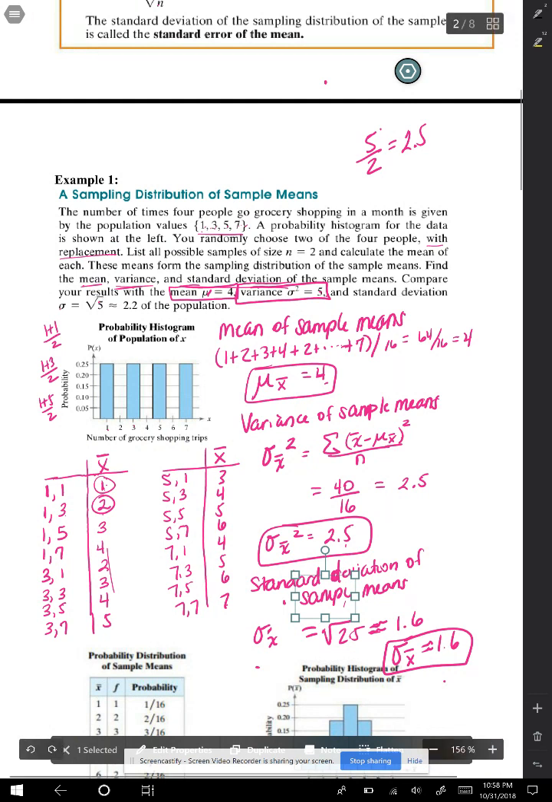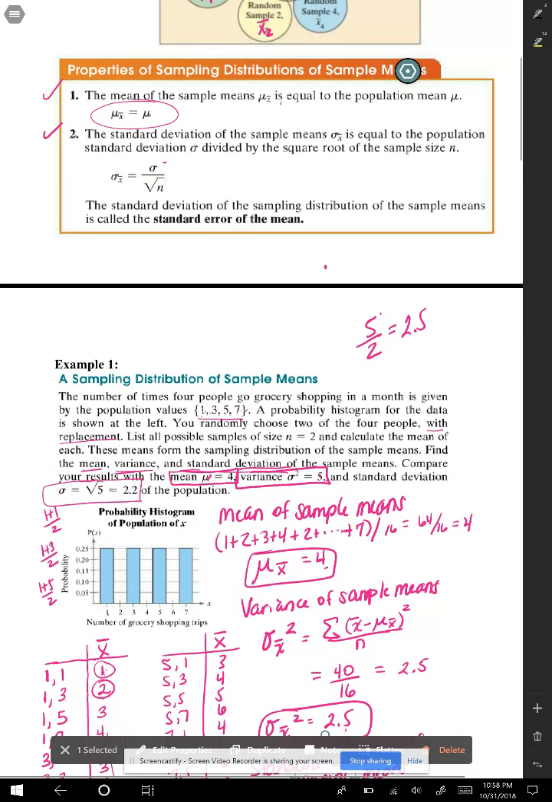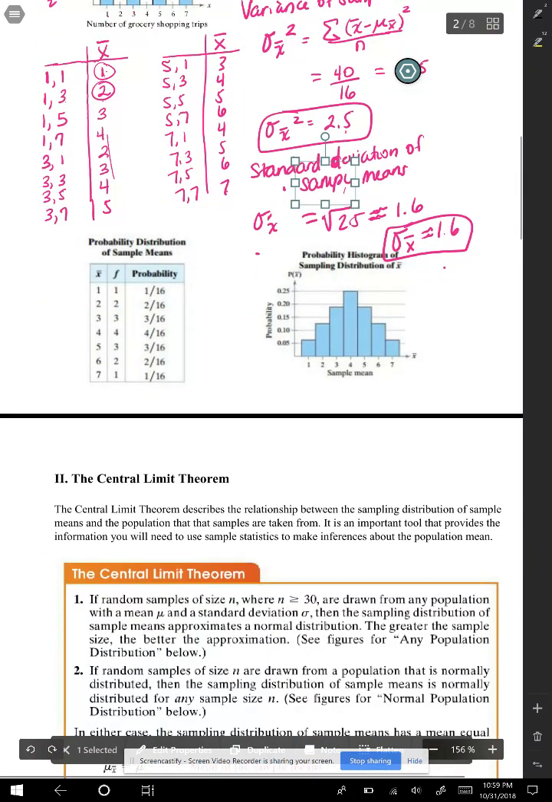Now you can't do this if they're not given these values, but if you're given all of these values, you will be able to quickly find the values for the sampling distribution of the sample means. So you'll be able to find the mean, variance, and standard deviation of the sample means using these properties up here. All right, so let's look at a couple more things.